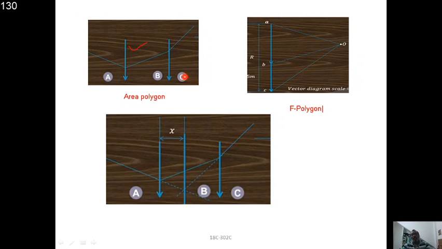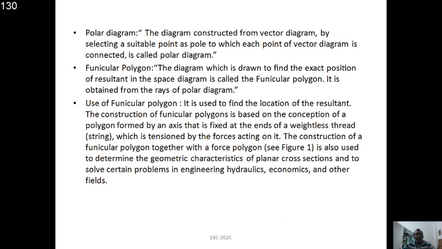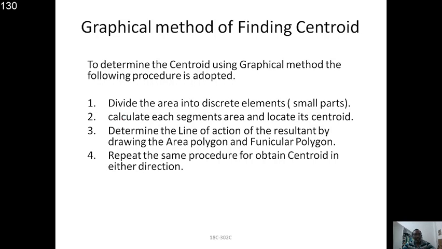Similarly, if you draw the horizontal lines of the areas, you get the y bar. So repeat the same procedure to get the y bar. The procedure is explaining the same thing. Divide the area into discrete elements of small parts. Calculate each segment's area and locate its centroid. Determine the line of action of the resultant by drawing the area polygon and funicular polygon, to obtain the centroid. Repeat the same procedure to obtain the centroid in the other direction, for the y bar also.